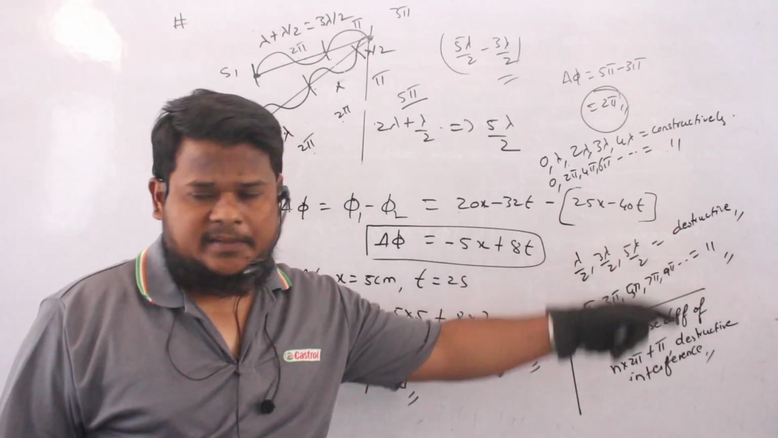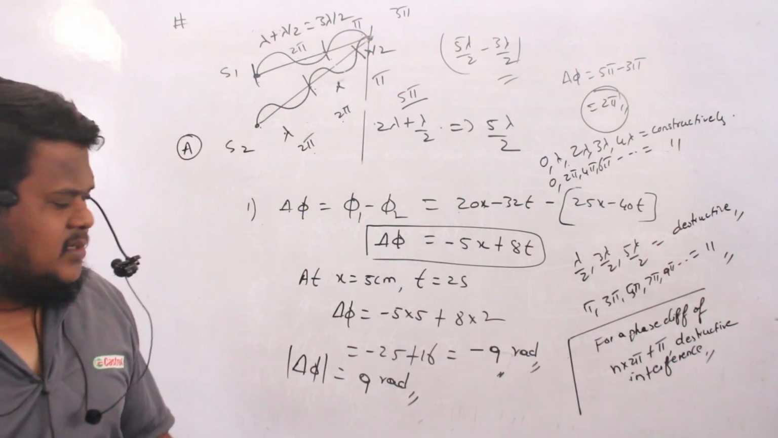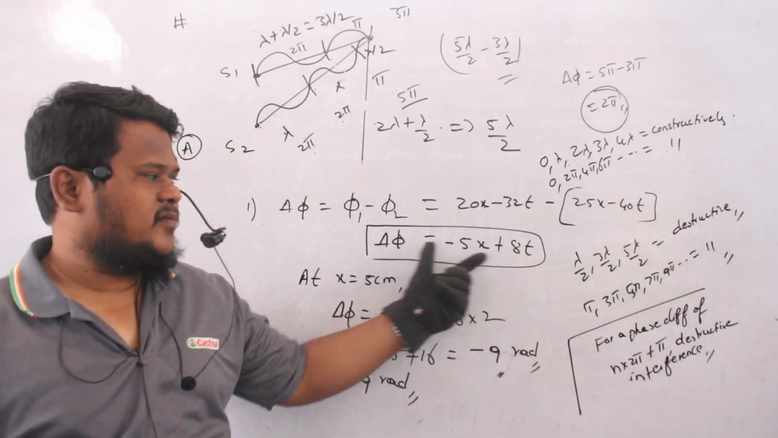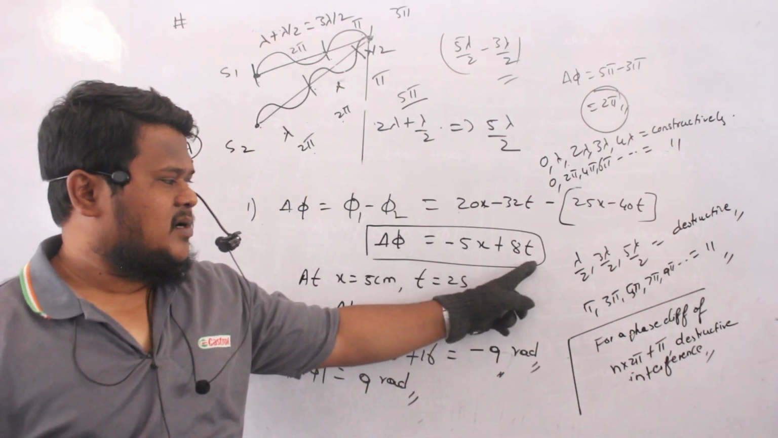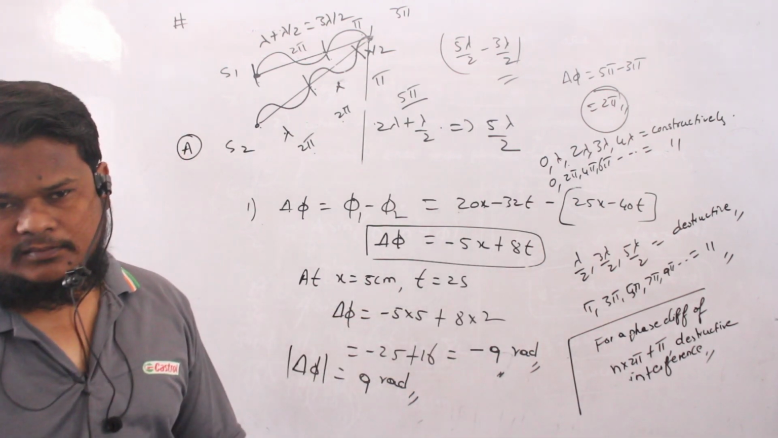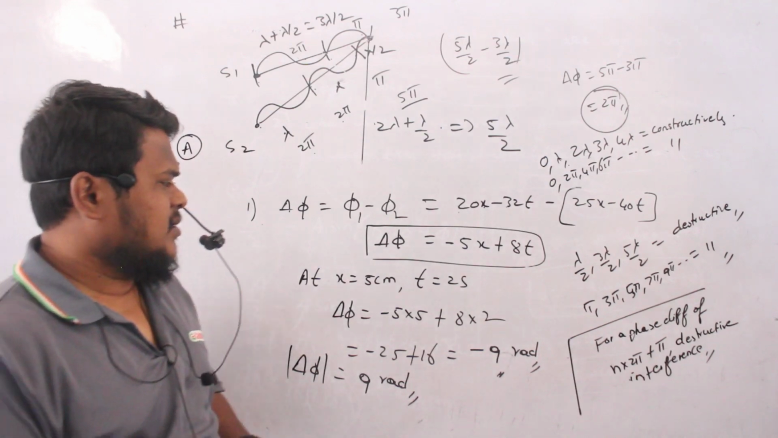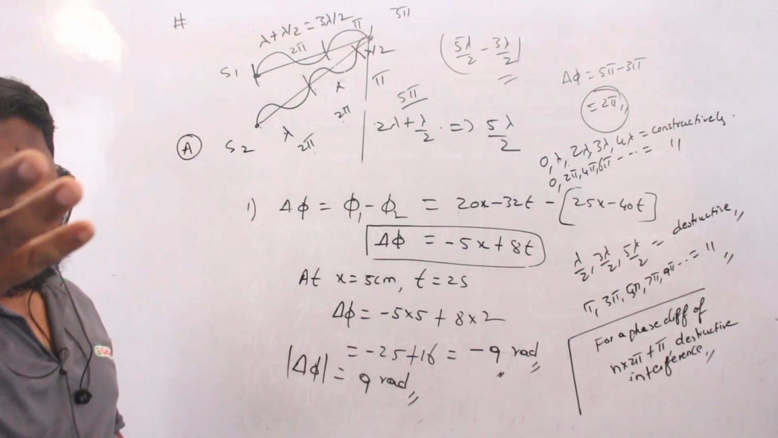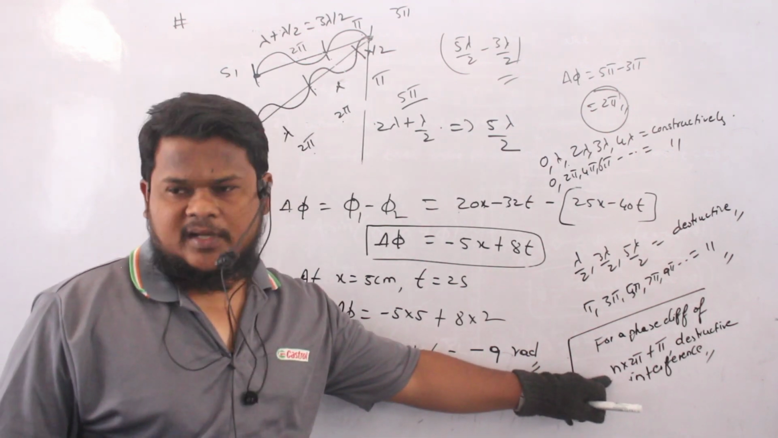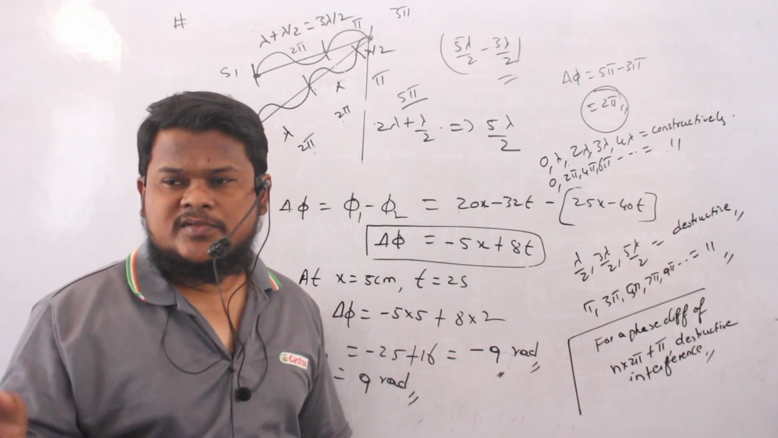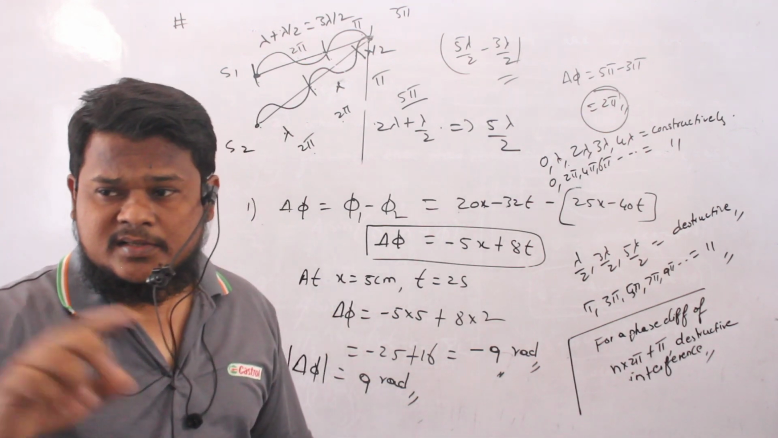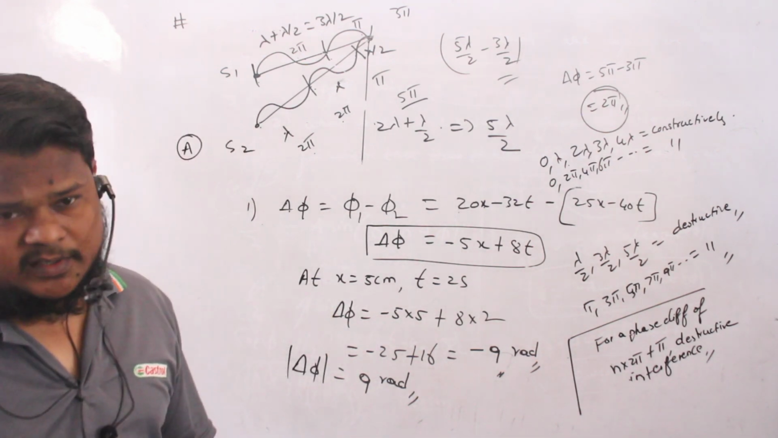So now what can I do? Equate this n into 2 pi plus pi to the general equation of phase difference which I got, which is minus 5x plus 8t. And the time is already given. He gave the time as after 2 seconds. So after 2 seconds, n into 2 pi plus pi should be equal to the general phase difference relation, which is minus 5x plus 8t.